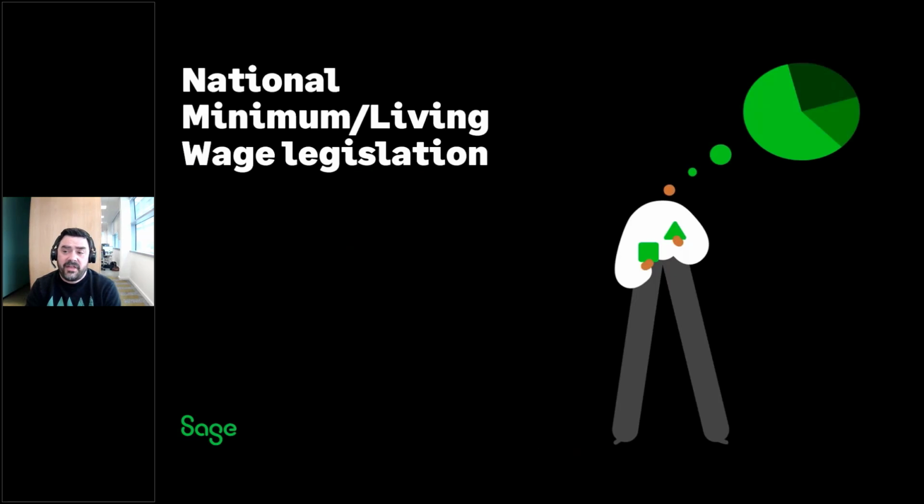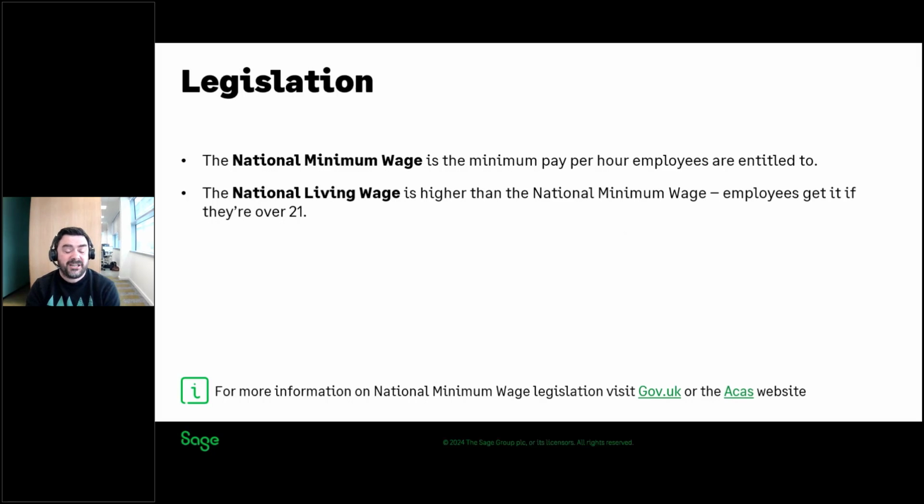So let's get things started with a quick look at national minimum and living wage legislation. And the first thing I want to do is just to explain the difference between those two terms. So the national minimum wage is the minimum pay per hour that employees are entitled to receive, whereas the national living wage is just a different name for the highest rate of minimum wage, which is what employees will need to be paid if they are over the age of 21.